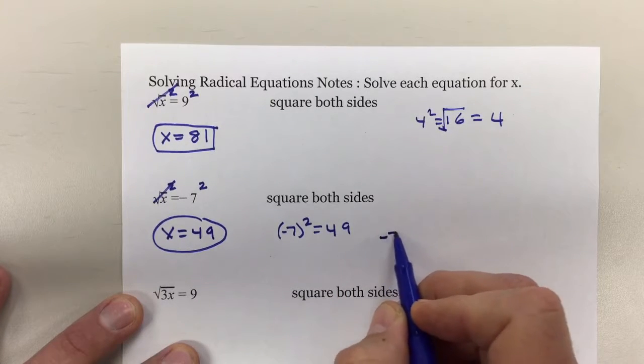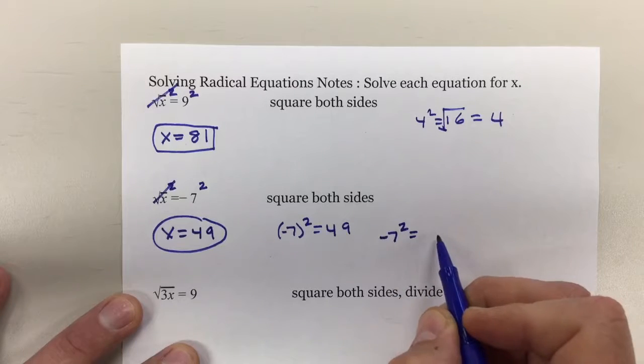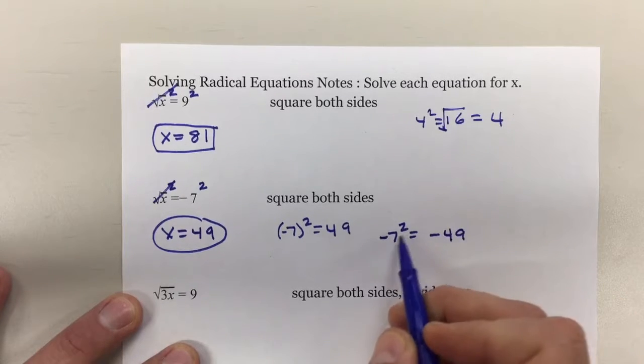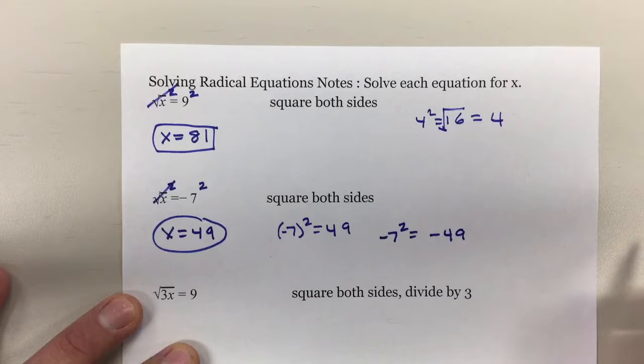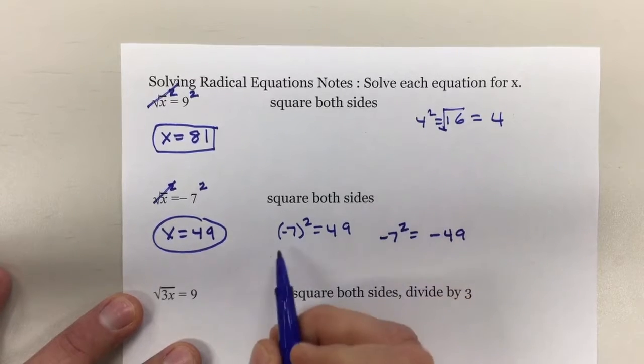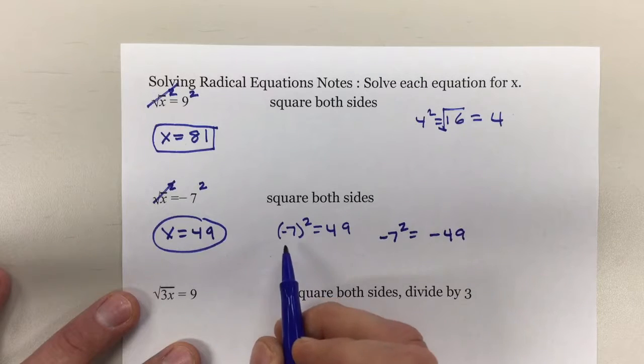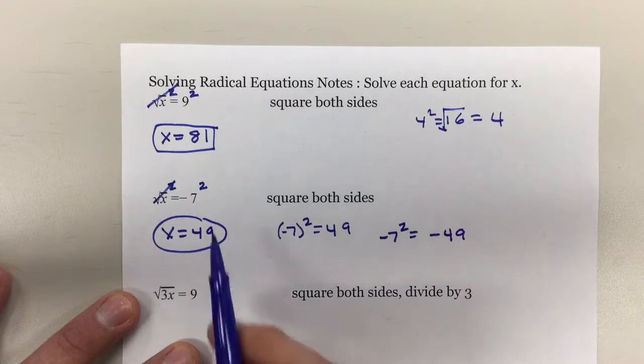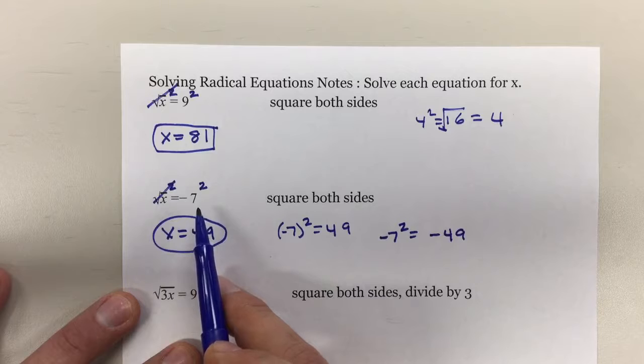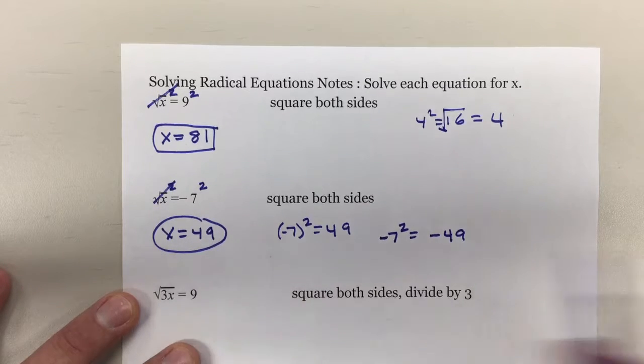If you just type -7 and square it, your calculator is going to give you -49 because it thinks only the 7 is getting squared and not the negative sign. So to get around that, if you're going to use your calculator, you should always put the -7 in parentheses. Or just realize that anytime we square a number, whether it's positive or negative, we're always going to get a positive answer.